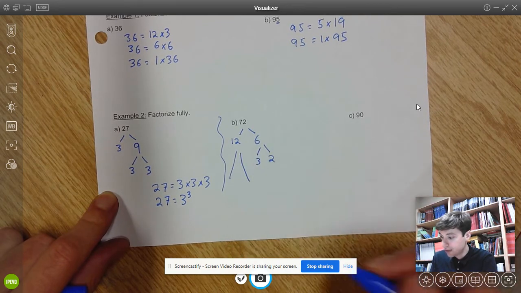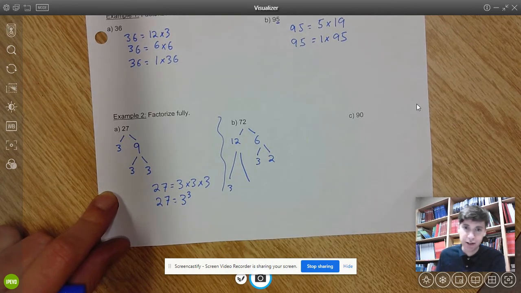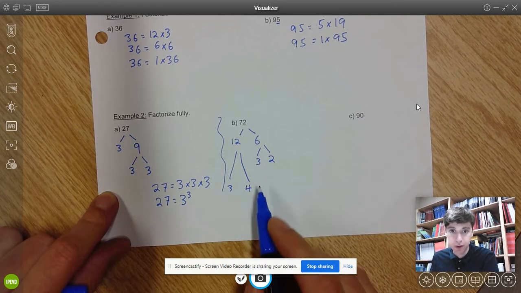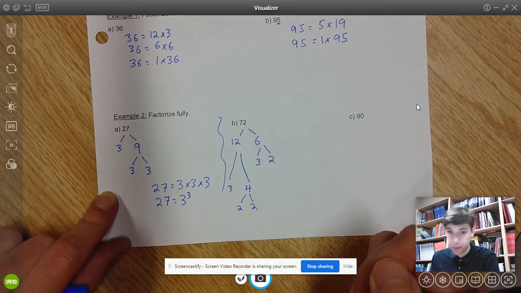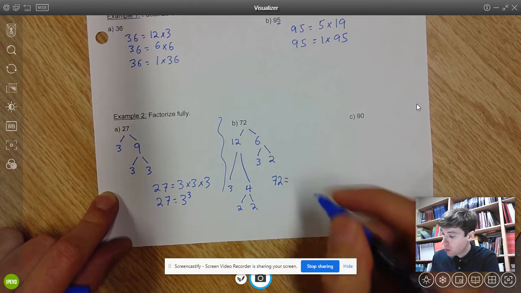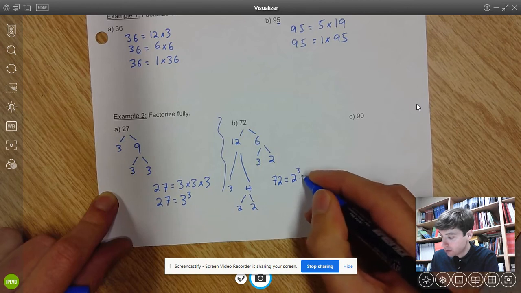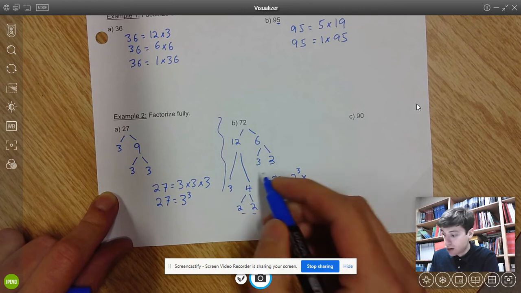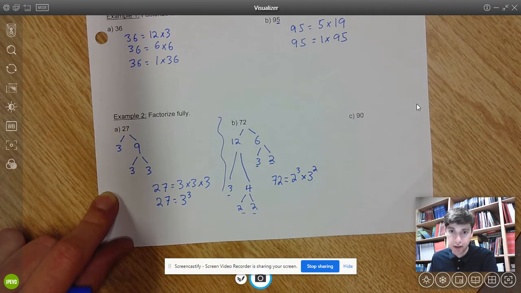12, I've got a few ways that I can factorize. 12, I can break it down into 3 and 4. 4 still isn't prime, so I can break that down into 2 and 2. So the fully factorized version of 72, well, I've got 3 2's. So I can write 2 to the power of 3, which is 2 times 2 times 2. I've got 1, 2, 3 2's. And I've got 2 3's. So I can do 2 to the 3 times 3 squared, or 3 to the power of 2.